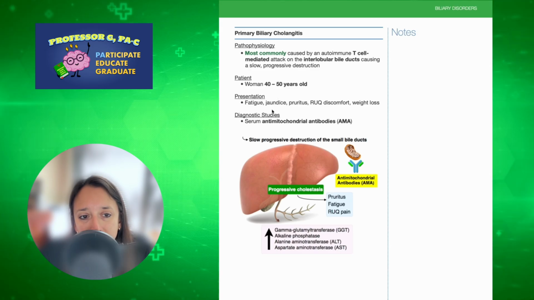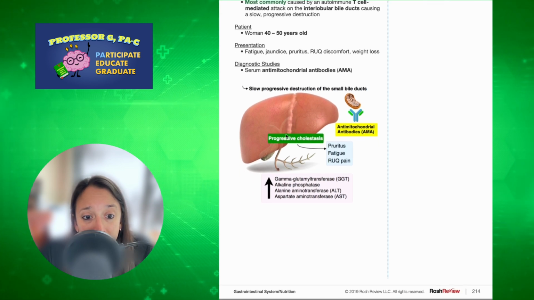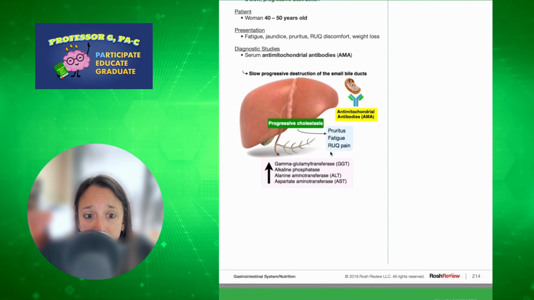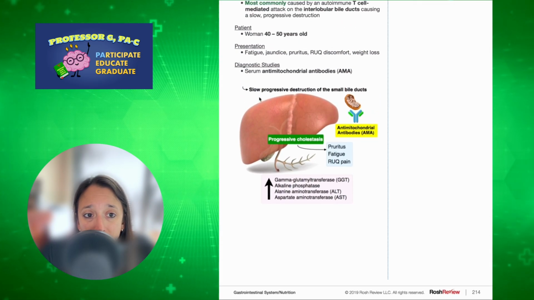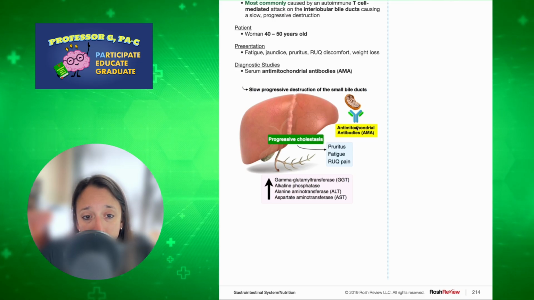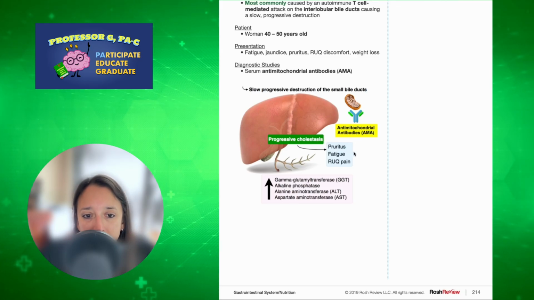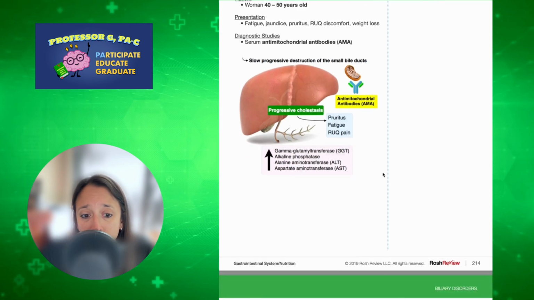And what we'll look for as far as diagnostic studies is going to be an AMA, or an anti-mitochondrial antibody. This will be positive, and we can sometimes get a biopsy of the liver too to help us make the determination. And we'll often see a slow progressive destruction of the bile ducts, especially the small ones, which is why we get the stagnant bile flow, which causes a pruritus, a fatigue, and all of these other liver enzymes and things will be elevated as well.